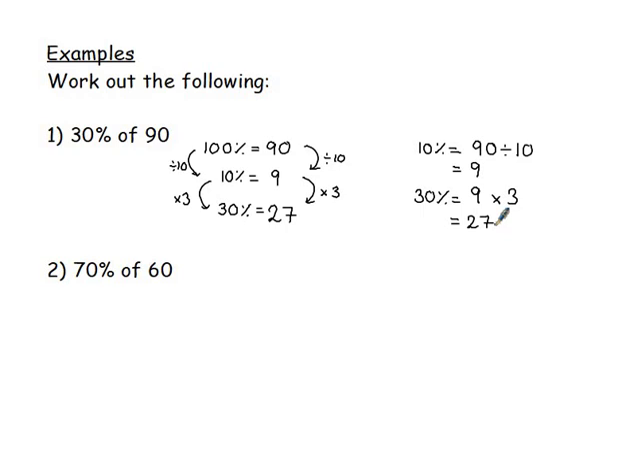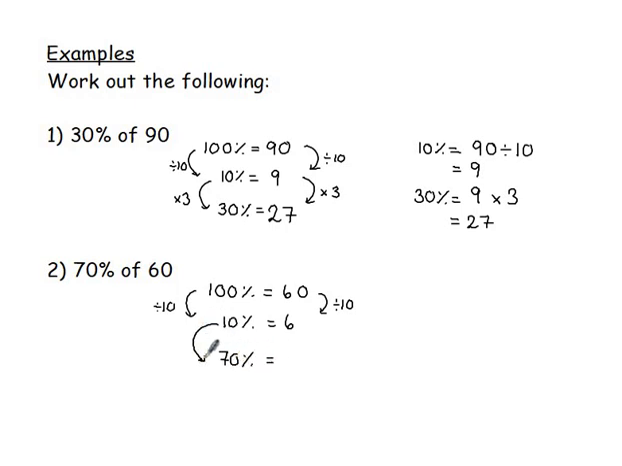Question 2 then, 70% of 60. So again, the 60 is our full amount. So 100% is 60. Again, we can't get to 70% straight away, so we have to go to 10% first. So to find 10%, you divide by 10. So 60 divided by 10 gives us 6. Now we can get to our 70% in the question, so we can write our 70% below.